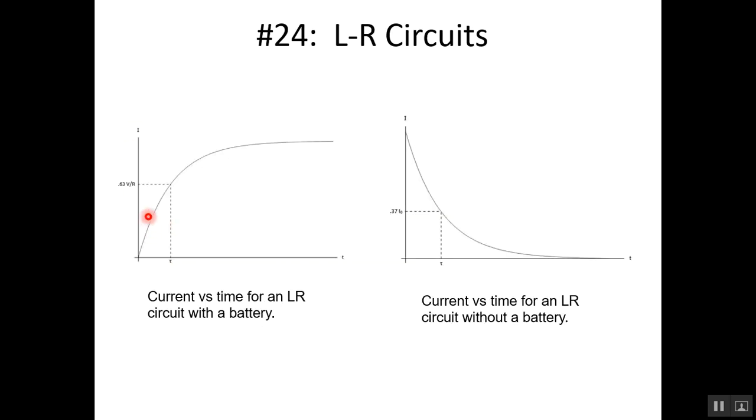So this is what the current looks like versus time with the battery. So it's the same sort of graph as a charging RC circuit, right? The charge in a capacitor in an RC circuit. No, this is the whole thing. So if you wait a really long time, it gets up to V over R. And then at the time constant, 63% of that, right? And then if you disconnect the battery, eventually it goes to zero, but it takes some time. And when you're at the time constant, 37% of whatever you start with, right? Just like an RC circuit.